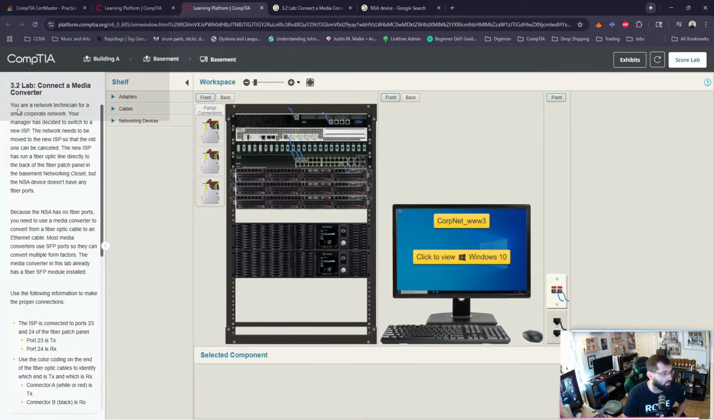No. Okay, you are a network technician for a small corporate network. Your manager has decided to switch to a new ISP. The network needs to be moved to the new ISP so the old one can be canceled. The new ISP is running a fiber optic line directly to the back of the fiber patch panel in the basement closet, but the NSA device doesn't have a fiber port. Because the NSA has no fiber ports, you need to use the media converter to convert the fiber optic cable to Ethernet. Most media converters use SFP ports so they can convert multiple form factors. The media converter in this lab already has this. Okay, following the information, use the color coordinating.